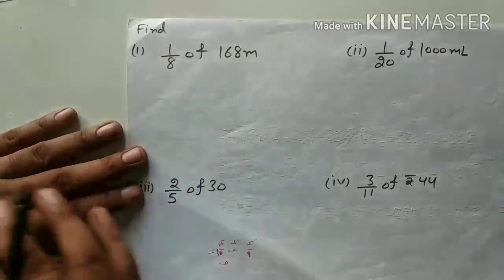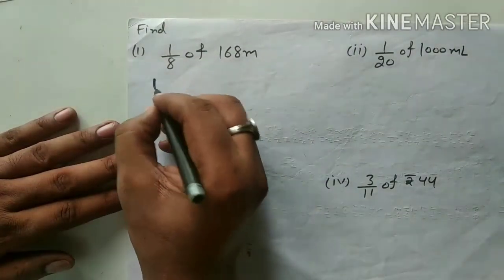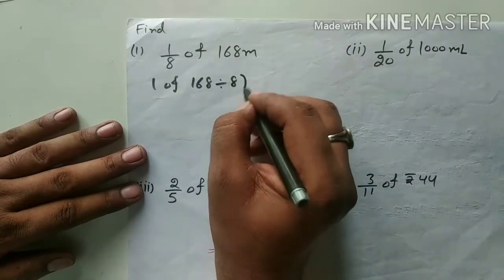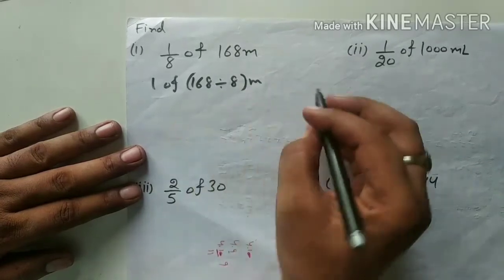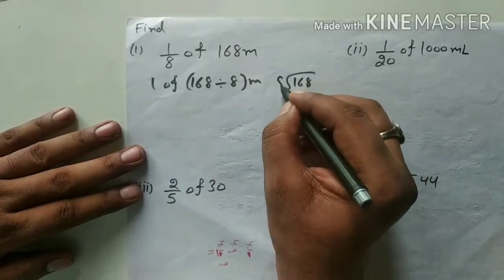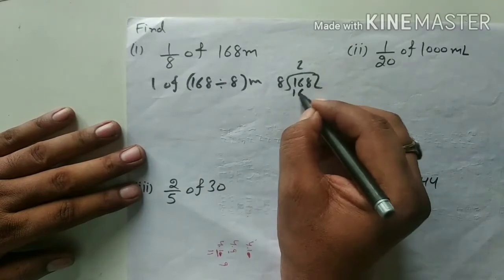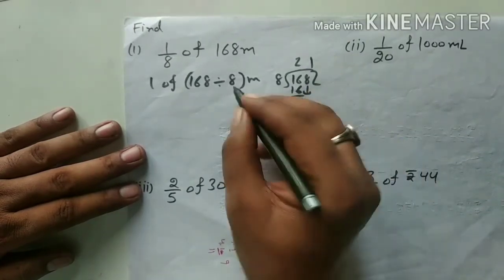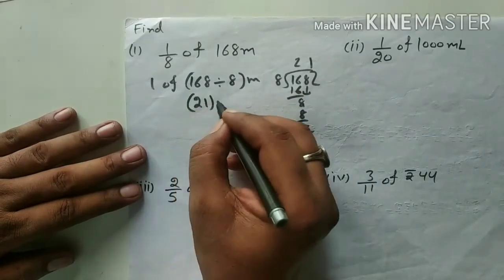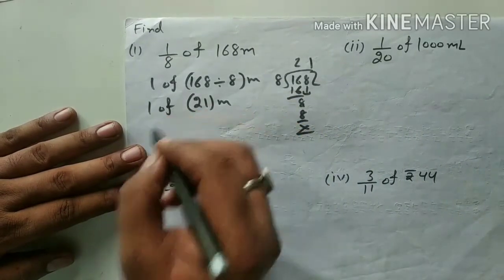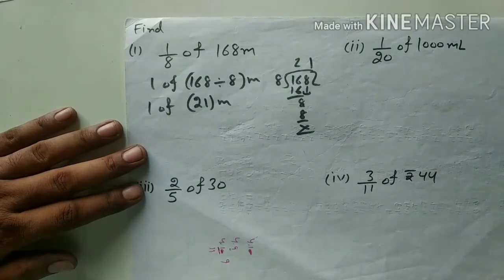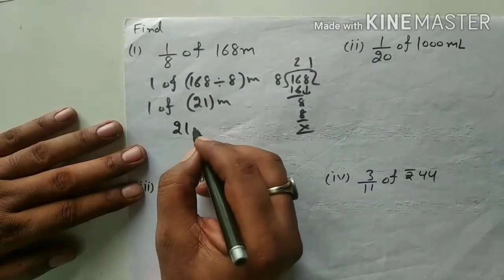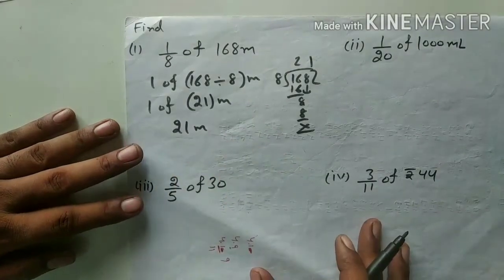1 by 8 of 168 meter. So 1 of 168 divided by 8 meter. Now 168 divided by 8. Now what is the answer? 21. 21 meter. 1 of 21 meter. So 1 of 21 meter, that is 1 multiplied by 21, that is 21. It is 21 meter. Okay students.